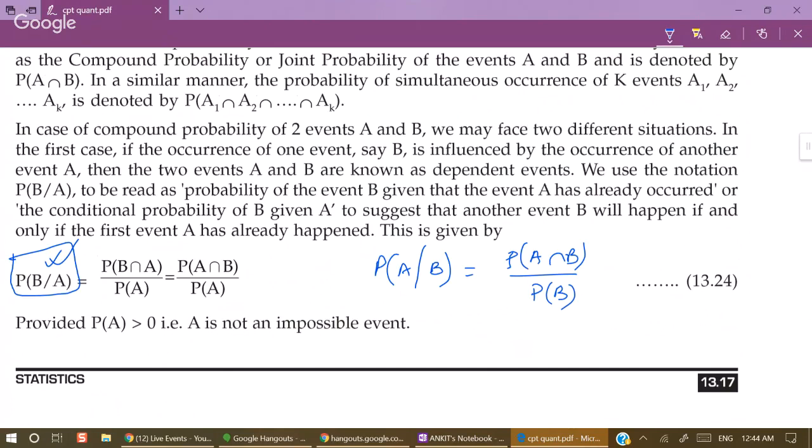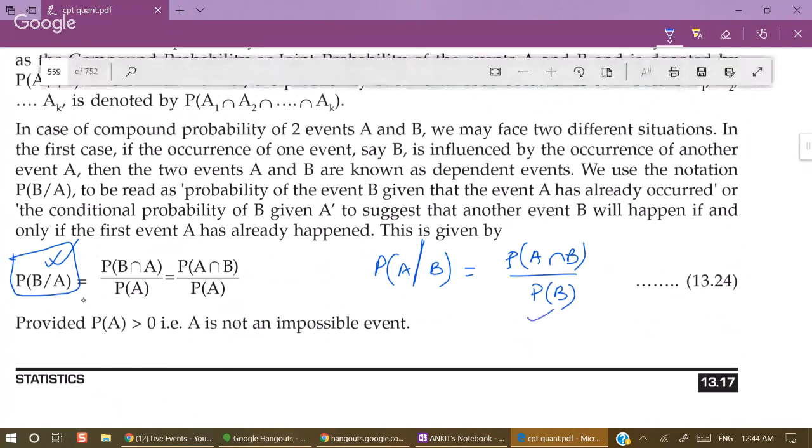So to memorize, remember that after this oblique sign, something which is after this oblique sign, that will be in the denominator. The same thing will be in the denominator.